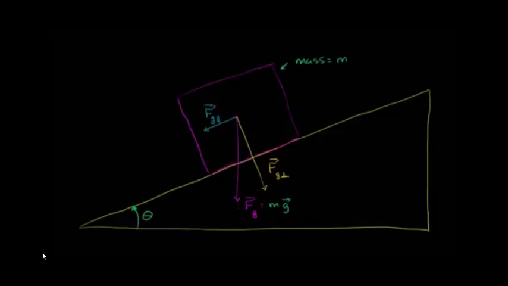Well, we can break out our geometry over here. This, I'm assuming, is a right angle. And so if this is a right angle, we know that the sum of the angles in a triangle add up to 180.